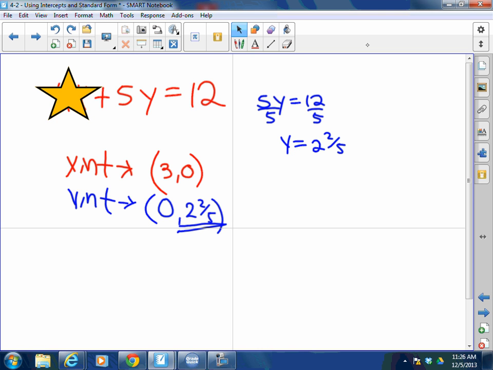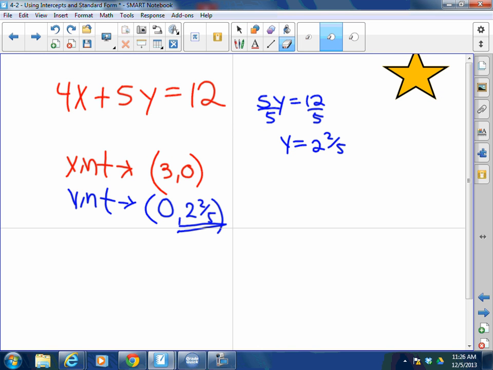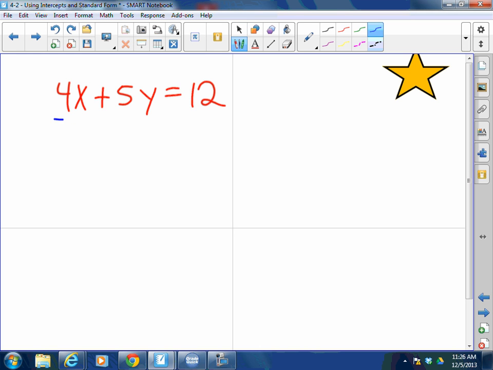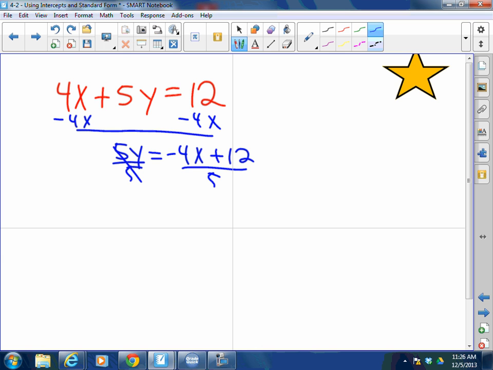Yes, sir. Sure. If my boy said, okay, let's say, Mr. Mo, you told us to graph this. This in particular would not be a very good one to graph, regardless. Because this one has a 12 here. So when I solve for y, I subtract 4x from both sides. 5y equals negative 4x plus 12, divided by 5. y equals negative 4/5 x plus 12/5.